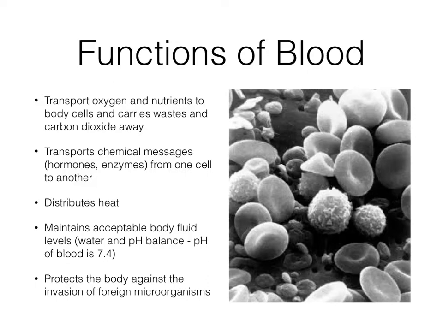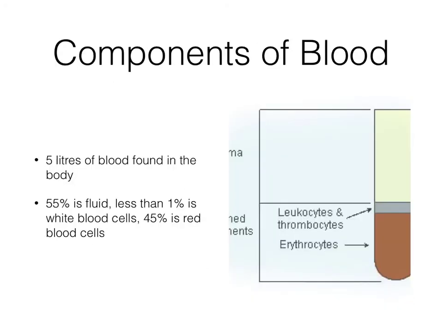Protects the body against invasions of foreign microorganisms. Components of blood. So there are approximately 5 liters of blood found in the body. This varies from person to person, but on average it's about 5 liters. The actual components of blood include 55% fluid, less than 1% white blood cells, and 45% red blood cells.